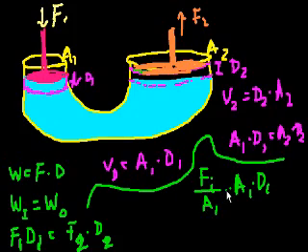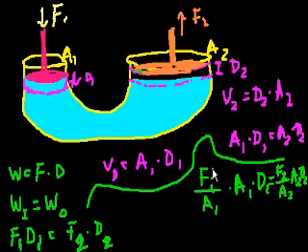You see what I did here? I just multiplied and divided by A1, which you can do. You can multiply and divide by any number, right? These two cancel out, and that is equal to the same thing on the other side: F2 over A2 times A2 times D2. Hopefully that makes sense.